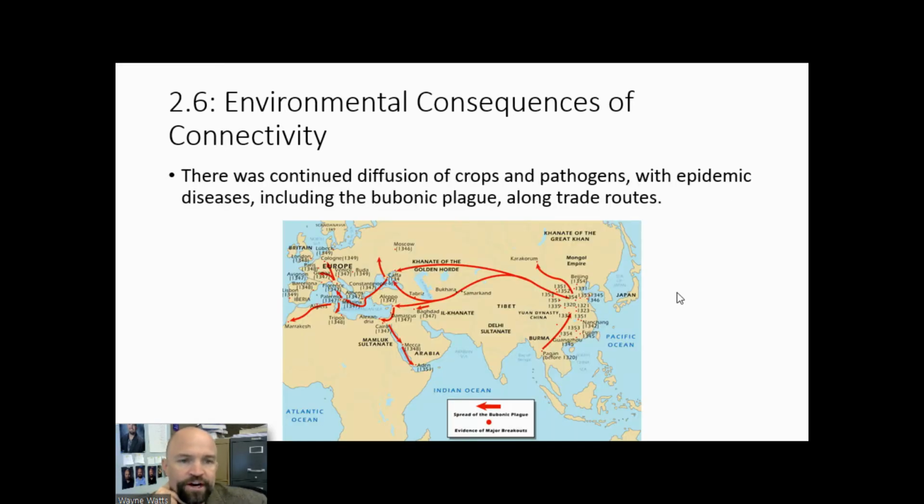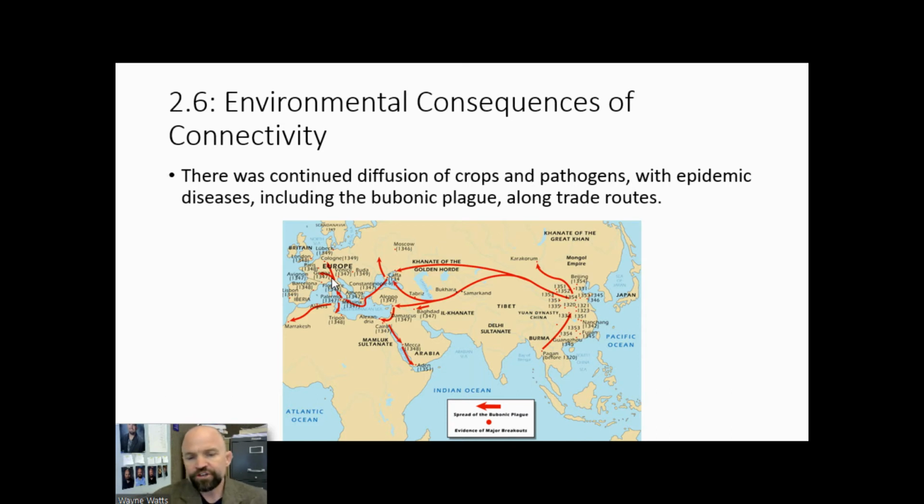environments. There was a continued diffusion of crops and pathogens, with epidemic diseases, including the bubonic plague, spreading along trade routes. So, in short, this is a map detailing the Black Plague and its spread. You'll notice that we see the Black Death and the Black Plague spreading throughout East and Southeast Asia, and then all the way to Kaffa and Europe by about 1347 to 1348.